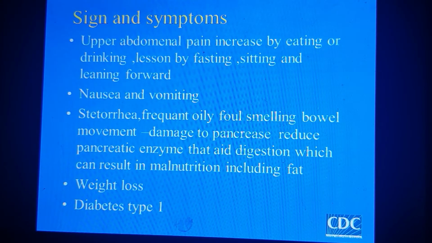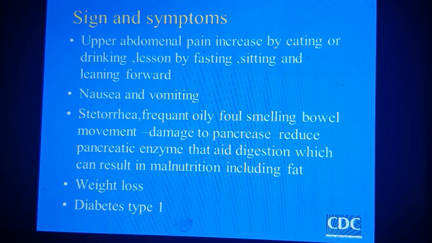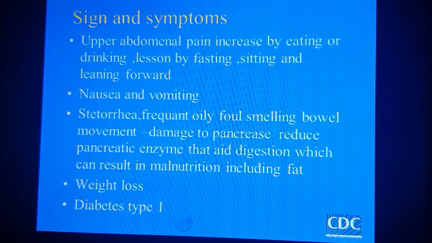This is due to damage to the pancreas, which reduces pancreatic enzymes that aid digestion, which can result in malnutrition and malabsorption, especially of fat. Weight loss is also a difference in signs or symptoms between acute and chronic because it takes a long period; even if the patient has a normal appetite, he has weight loss. Diabetes type 1, because as I said before, there is a destruction of beta cells of the pancreas leading to diabetes mellitus.